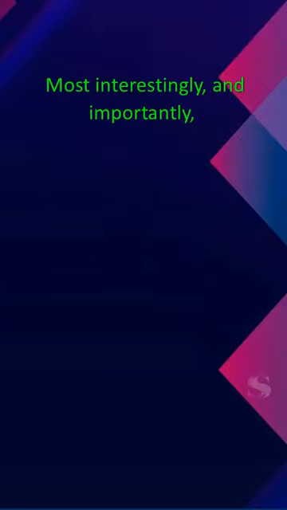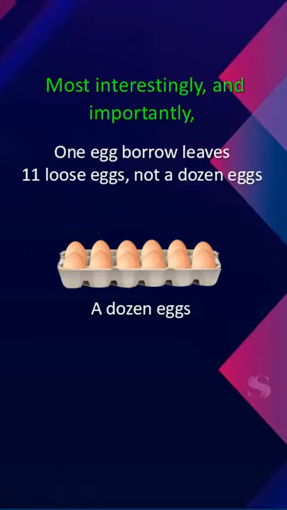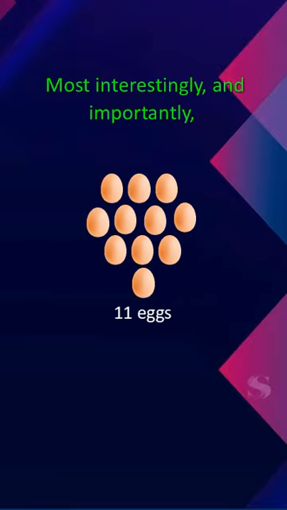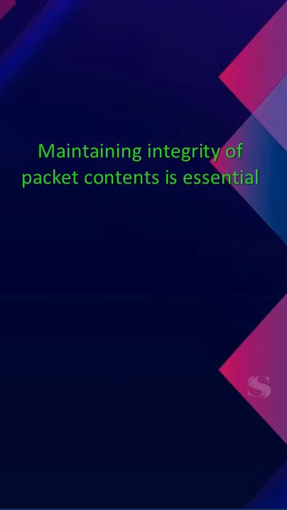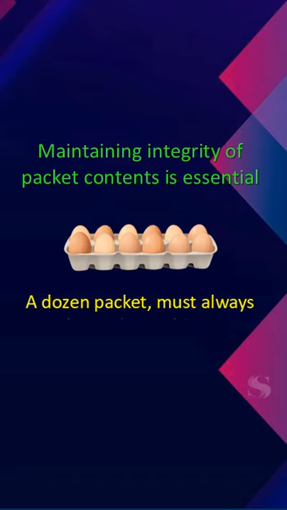Borrow from a packet leads to its dissolution. It becomes another kind of packet. Here, the dozen packet is now a loose eggs packet with 11 eggs. There is no packet of 1 dozen eggs anymore, only 11 loose eggs. We rigorously practice segregating and transacting things in packets of different sizes, and we maintain the integrity of packet contents. For example, a dozen packet must always have a dozen things. We have lost a packet of a dozen once 1 egg was borrowed from it. There is 1 less dozen eggs packet.